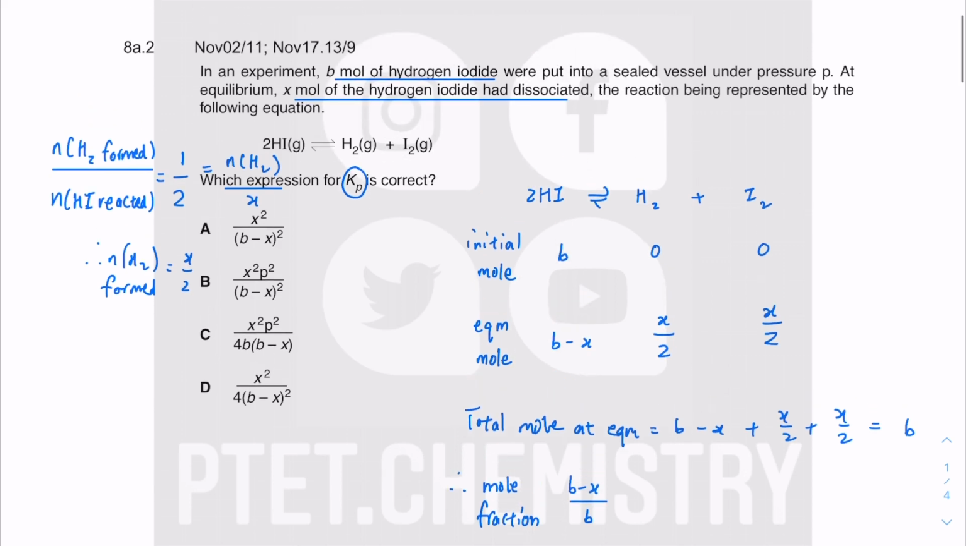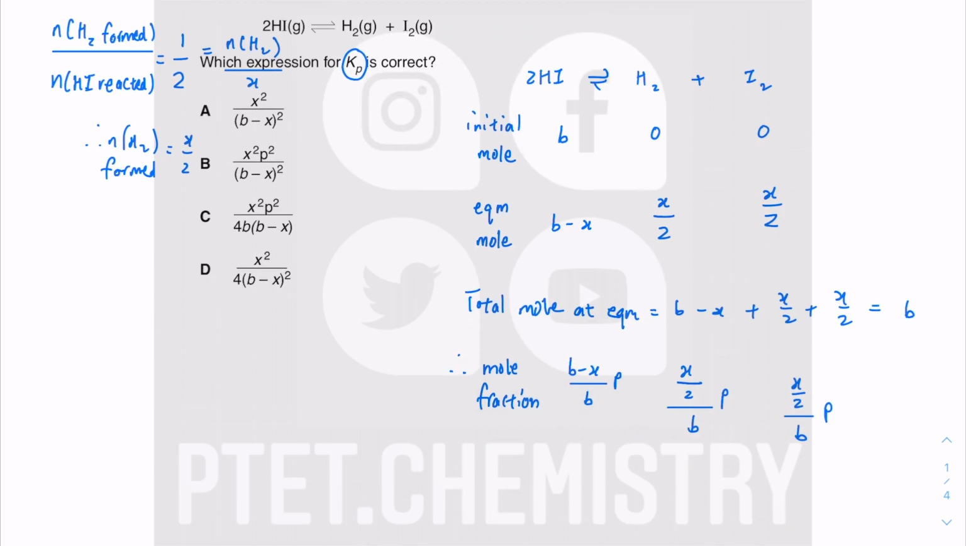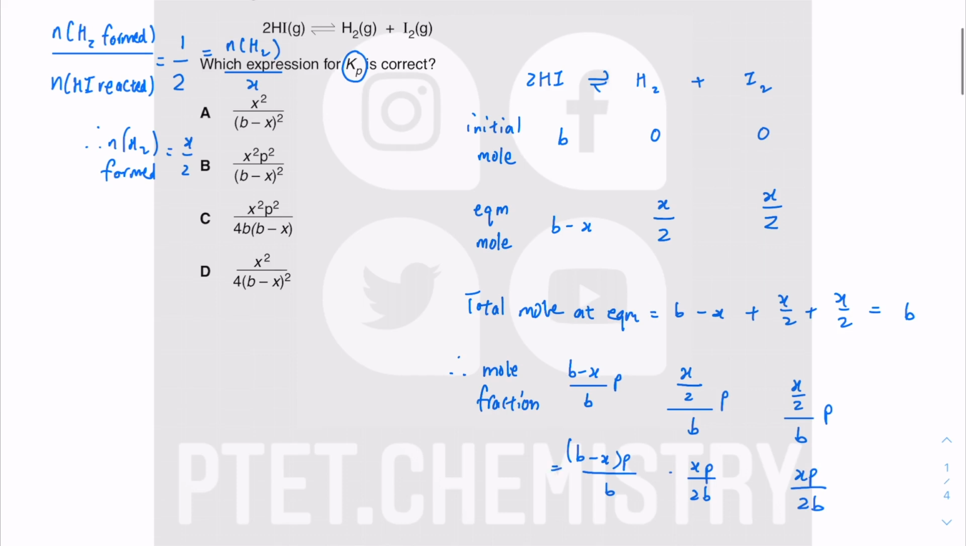And do we have the total pressure? Yes, we do, under pressure P here. So that is multiplied by P. And then there's X over 2 divided by B, multiplied by P. X over 2 divided by the total mole, which is B at equilibrium, and there's P. I can simplify this, obviously. So B minus X, P over B. And then X over 2B, and there's XP over 2B there.